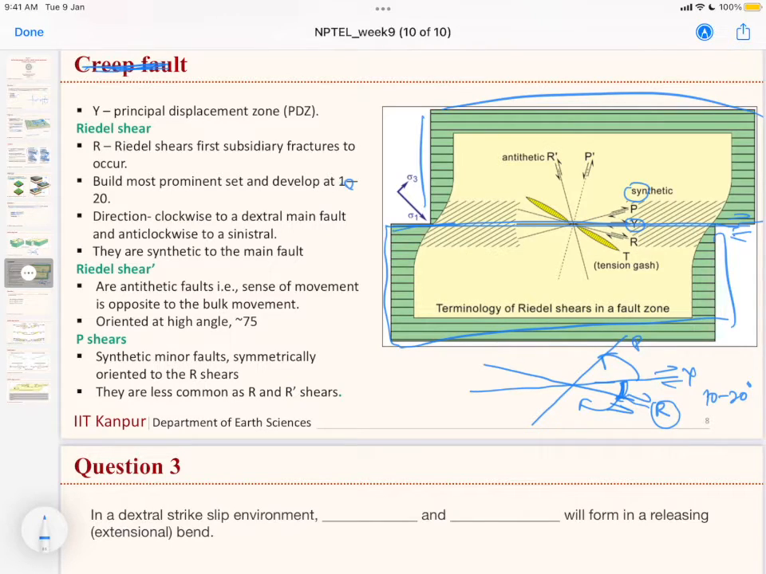You didn't get that? Why? P is in the anti-clockwise direction. Okay. Yes, we are measuring from the Y. Y is like a focal point, to assess every sense of movement. So you can see that with respect to Y, P is in the anti-clockwise direction.